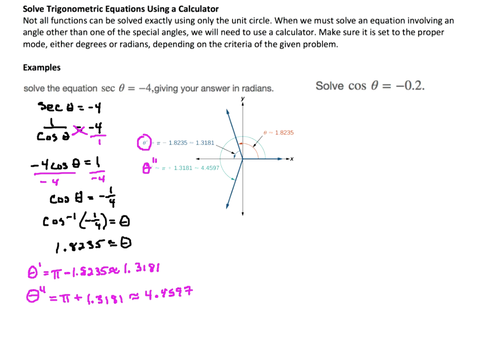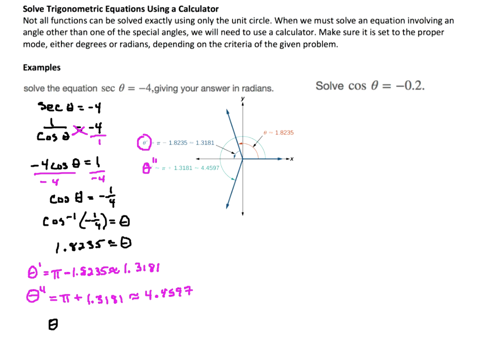Now, once again, they did not give us any restrictions with our domain. And so we need to consider that we can go through this circle as many times as we want to. And every time we hit quadrant 2, we're going to hit a solution. And every time we hit quadrant 3, we're going to hit a solution.